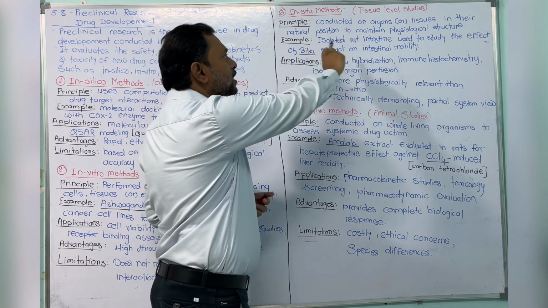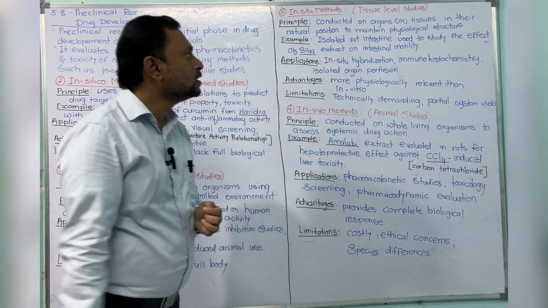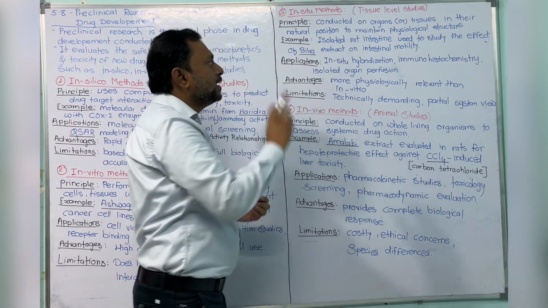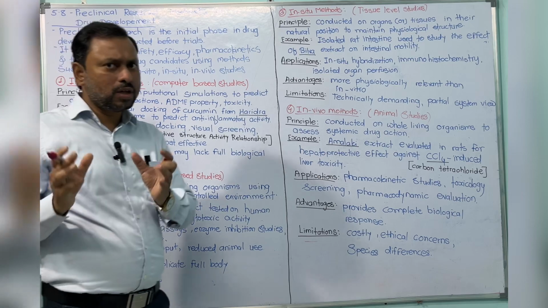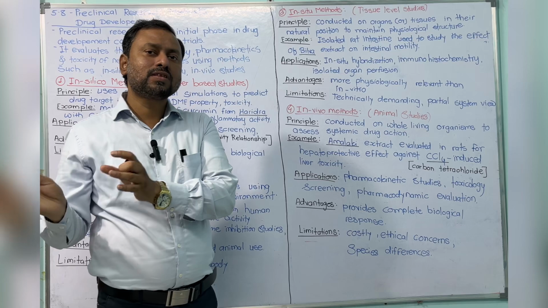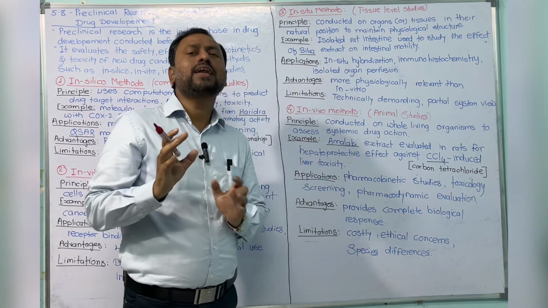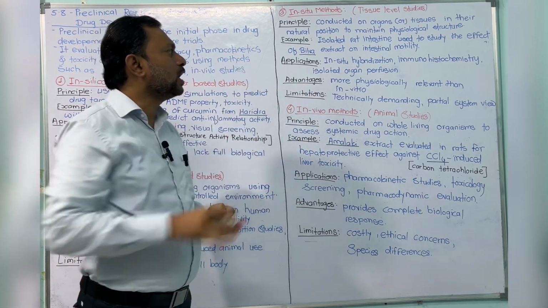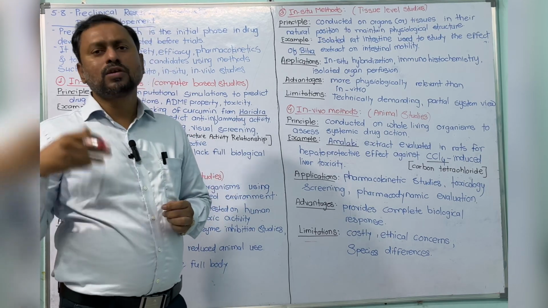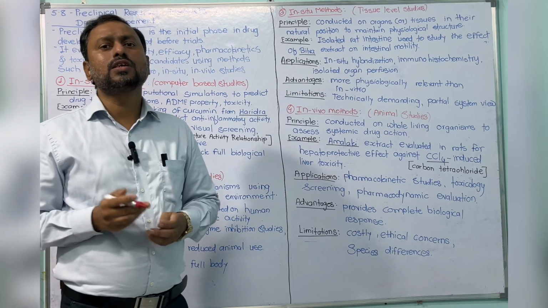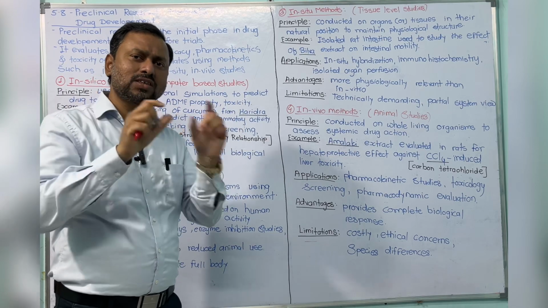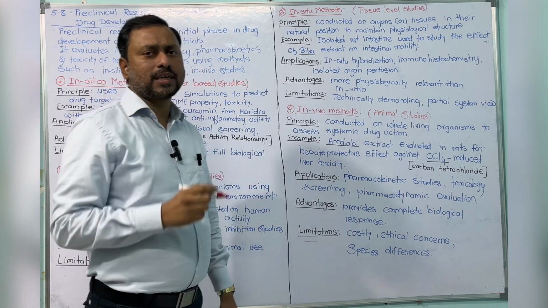Here the in situ method is conducted on organs or tissue in their natural position to maintain the physiological structures. That is, as it is naturally present in human beings. Similarly, they are separating and keeping them in their natural positions, maintaining the physiological structure. After that only we are doing the research. This is the in situ method. In situ is nothing but the location, inside the location, as it is, where we are doing the experiment.